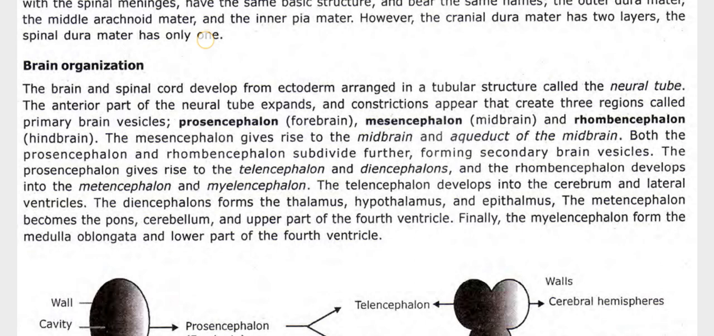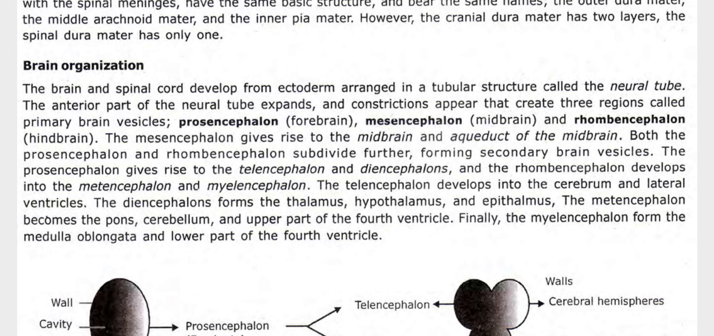The anterior part of the neural tube expands and constrictions appear that create three regions called primary brain vesicles: prosencephalon or forebrain, mesencephalon or midbrain, and rhombencephalon or hindbrain. The mesencephalon gives rise to the midbrain and aqueduct of the midbrain. Both the prosencephalon and rhombencephalon subdivide further, forming secondary brain vesicles. The prosencephalon gives rise to telencephalon and diencephalon, and the rhombencephalon develops into the metencephalon and myelencephalon.